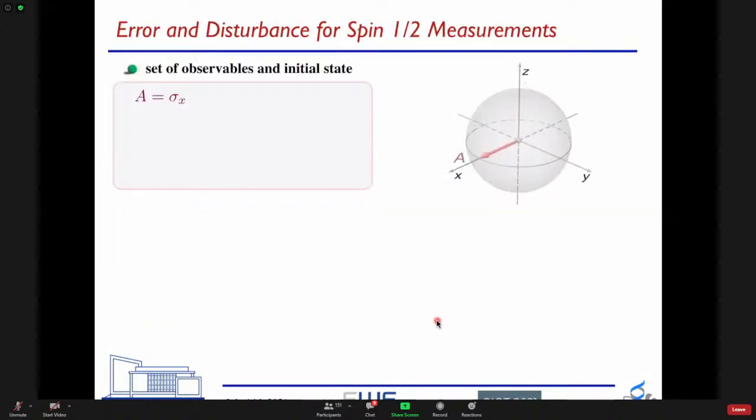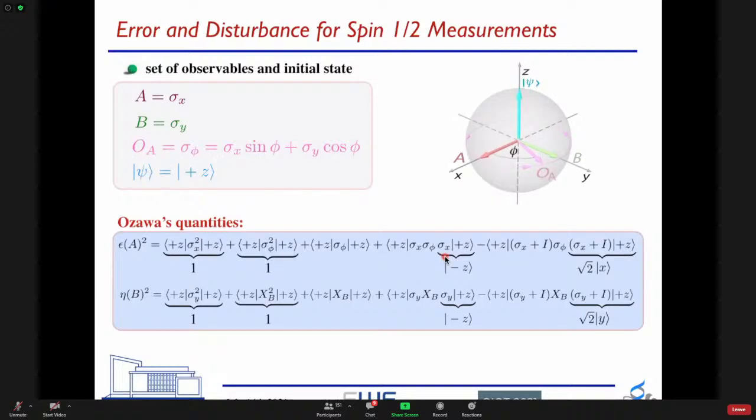So now we come to the actual example, or the actual experiment, where we now fix our observables. We set our observable A to be sigma x, B sigma y, and our approximator shall be in the equatorial plane ranging between E and B, and our initial state is set to be plus Z. Then again, we have our quantities for error and disturbance. Now we plug in A and B. We see that the initial state changes sometimes from plus x to minus x or to plus minus y.